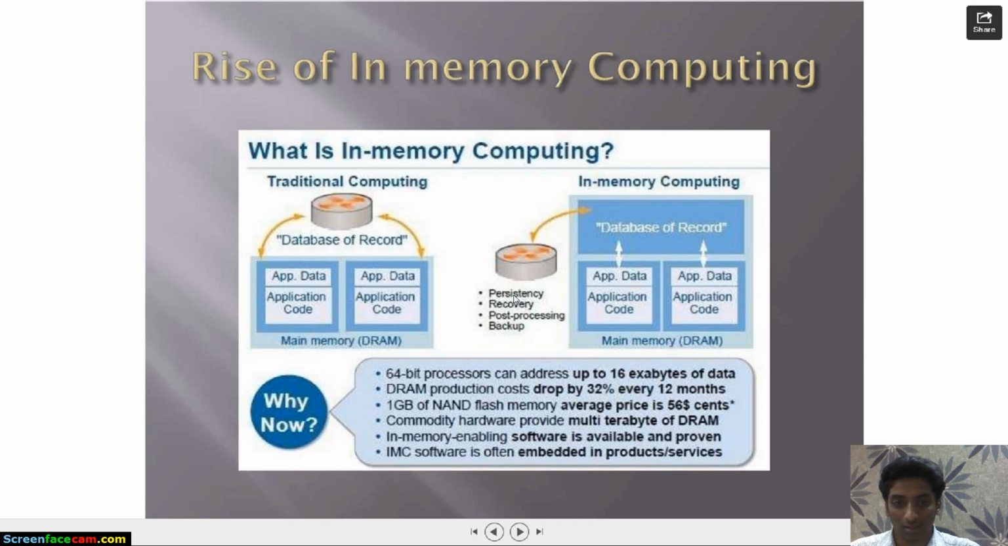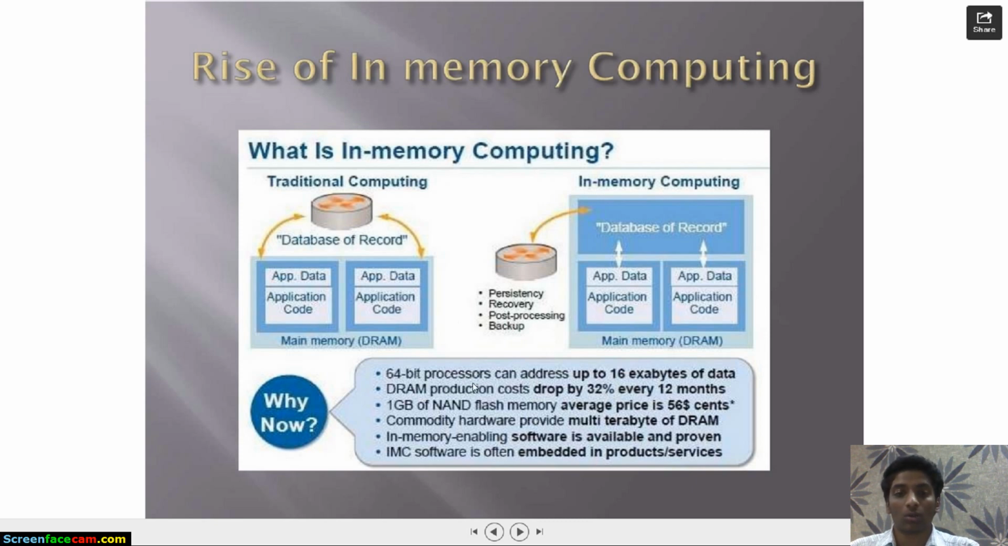Here are some of the advantages that have been mentioned: persistence, faster recovery, faster post-processing activities, and there is always a backup to whatever we are doing in the main memory regarding the database. So the question is, why now? In-memory computing has existed for a very long time. It is an old idea which has come into light now. It's almost like cloud computing. We knew that such a thing could be done, but the implementation has risen now.